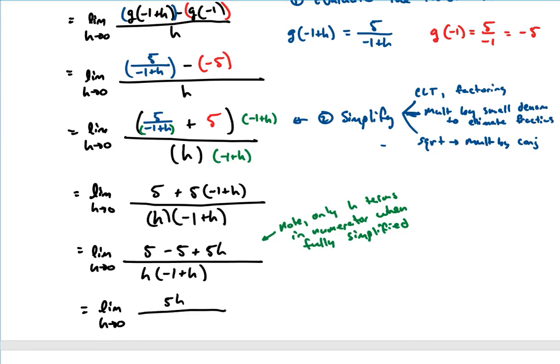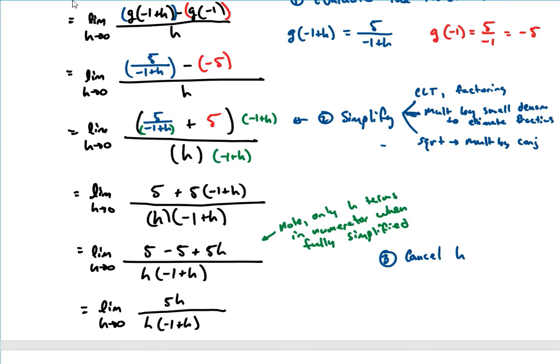So we're left with just 5h over h times -1 plus h. Okay, so all the simplifying is now done. Now our third step is to cancel the h's. So step 3 is beginning right here, where I should cancel the h.